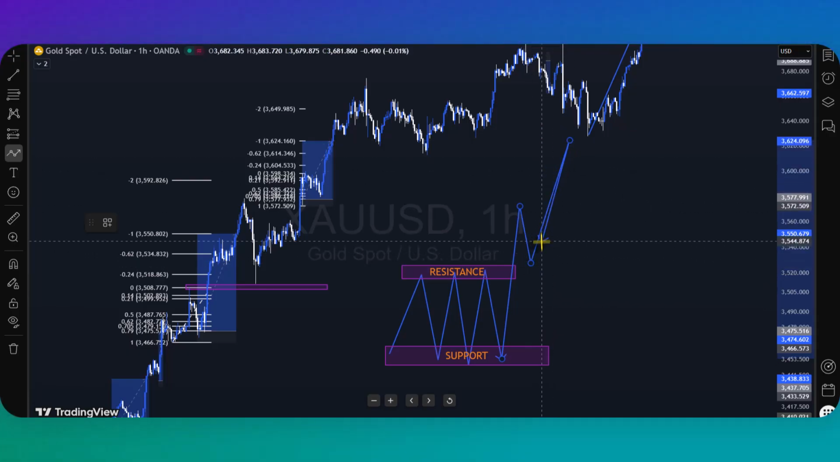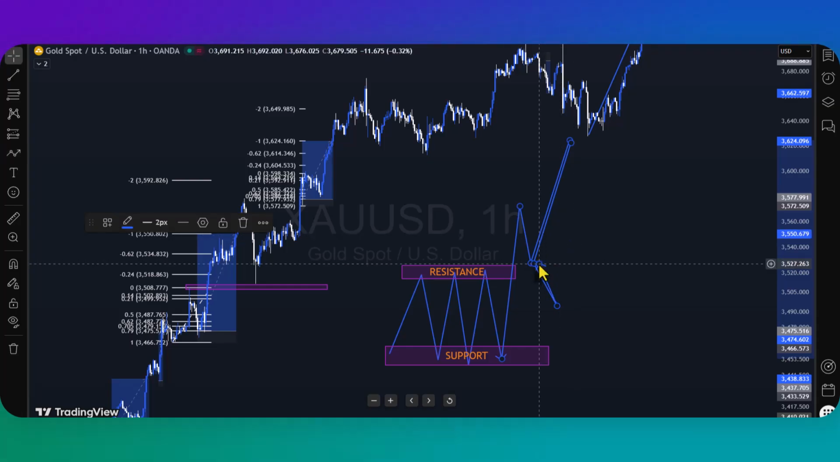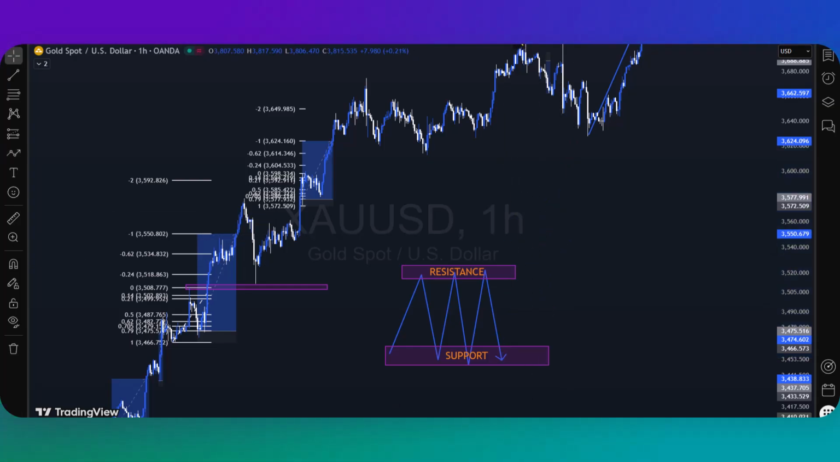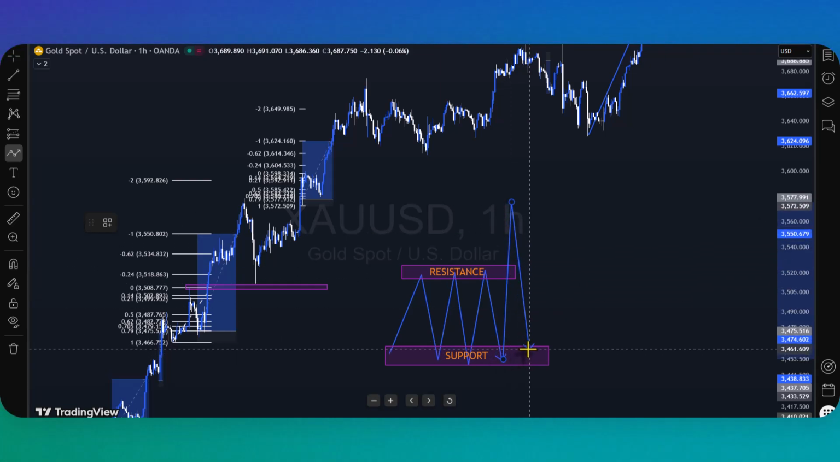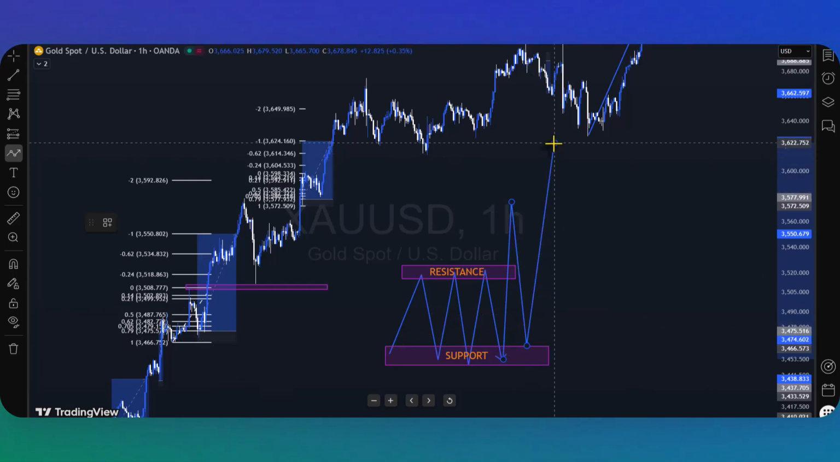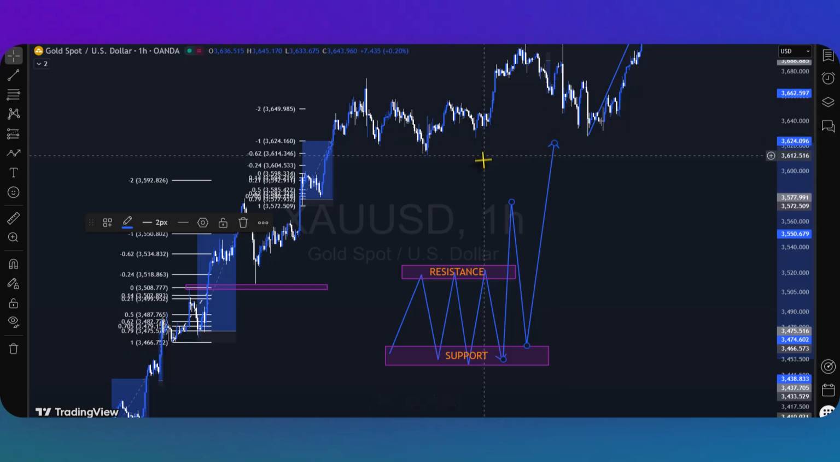Or sometimes, after breaking out, price might go from somewhere here, from this zone or this zone, before you get a massive movement to the upside and stuff like that. So just know that eventually it's going to break. Nothing holds forever.